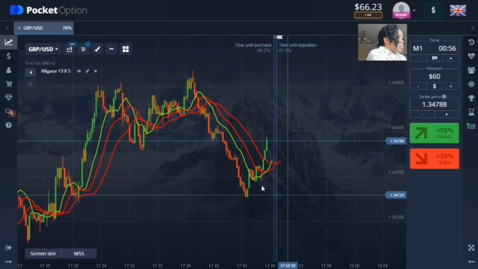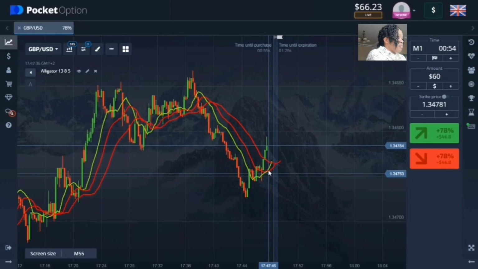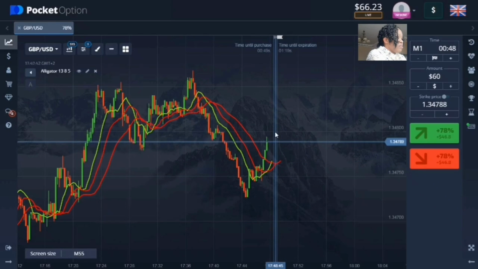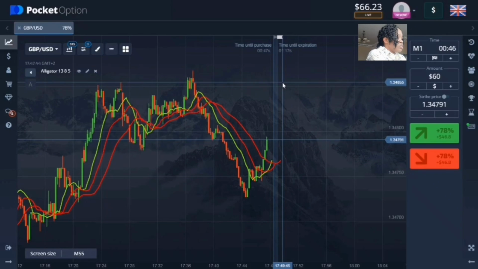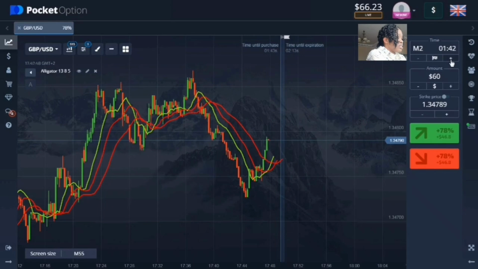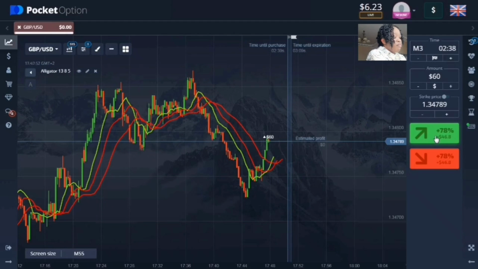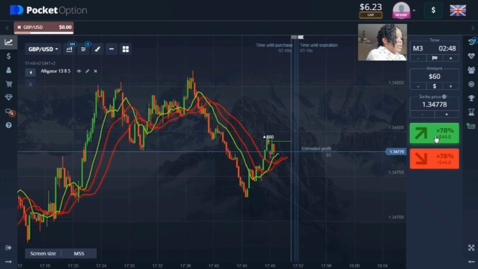So guys, we can see after a downtrend, a reversal is beginning to appear and the indicator tells us the same, and I think that very soon the price will continue its upward movement and maybe touch this level. So guys, let's open a trade up for 3 minutes, because I think there'll be a small roll back or a small flat. So let's wait and see.